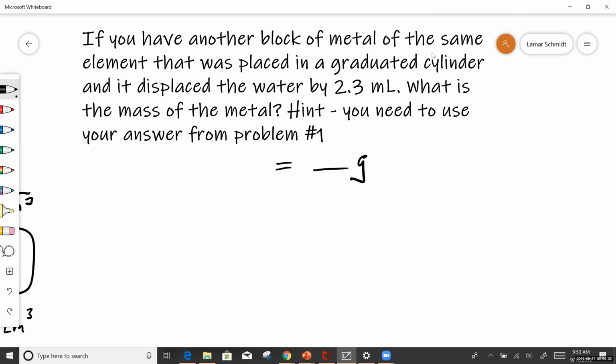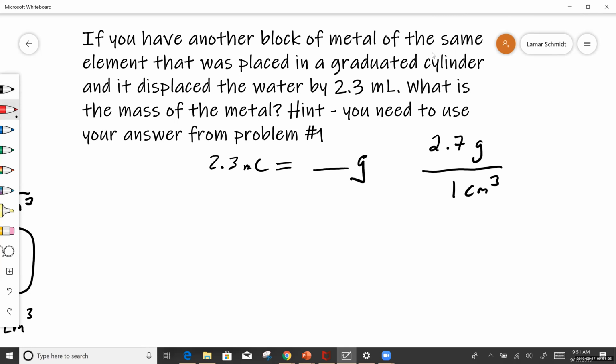We know the volume. So we can convert 2.3 milliliters, our volume, to grams using the density as a conversion factor, right? Because our density from our problem number 1, we said is 2.7 grams for every 1 cubic centimeter. Do you see that? Now, what's wrong with using that as a conversion factor? Do you see anything that's weird about that?